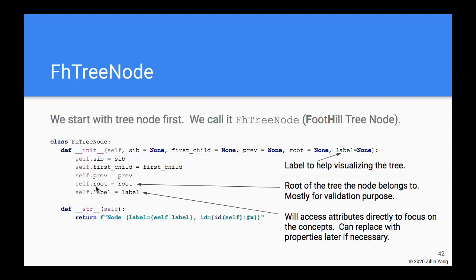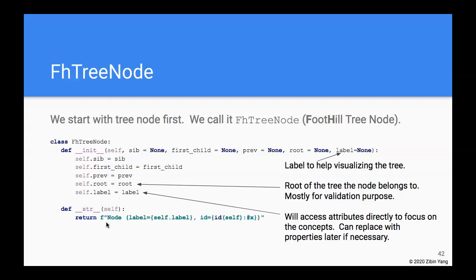Now, it also has a root attribute, and it is basically the root of the tree that this node belongs to. And the reason it's there is mostly for validation, which I'll explain in a bit. And lastly, an attribute that it will have is label. This is just to help us identify the node when we print out a tree, because otherwise, without any data, it's really hard to distinguish one node from another. So all of these attributes can come from the parameters that the node is given when it's instantiated. Now, all of them have a default value of None, so all of them are optional.